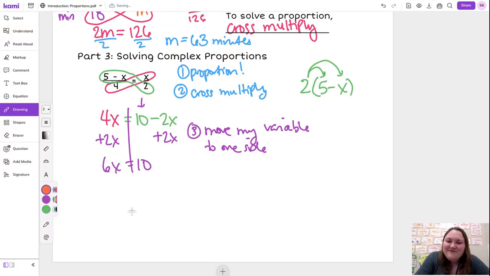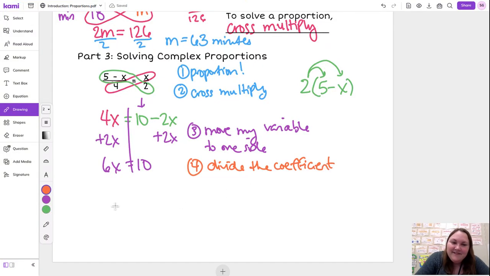And then I have one final step. The last step, I want to divide the coefficient. To get x by itself, I still need to get rid of my 6, and so I divide both sides by 6. That gets x all by itself. 10 divided by 6, that's going to be a fraction, but we can simplify by dividing by 2, and I get my final answer, 5/3.